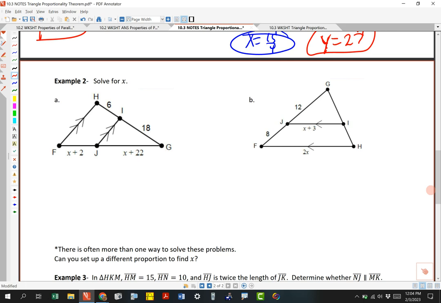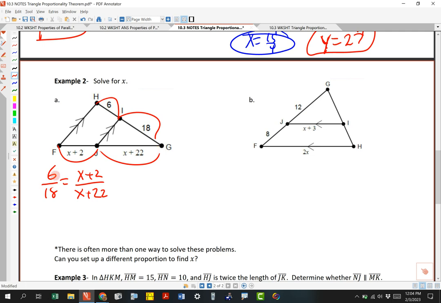So on this one, you'll notice these are parallel. If those are parallel, then we know that these pieces are proportional. So I'm going to set up 6 to 18. And if I set up 6 to 18, I've got to do the corresponding thing on the other one. I've got to do x plus 2 to x plus 22. Now, if your neighbor happened to flip those over, would that be okay? Yes. Totally okay.